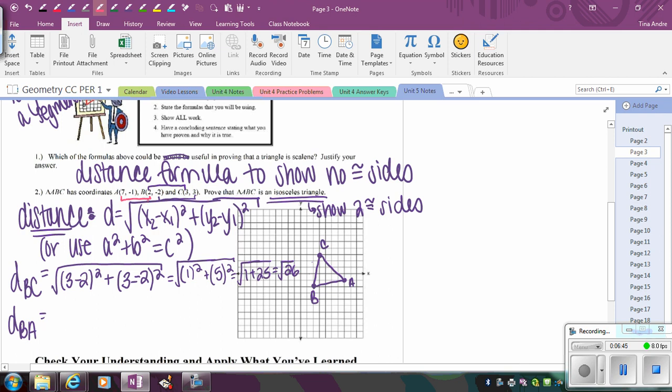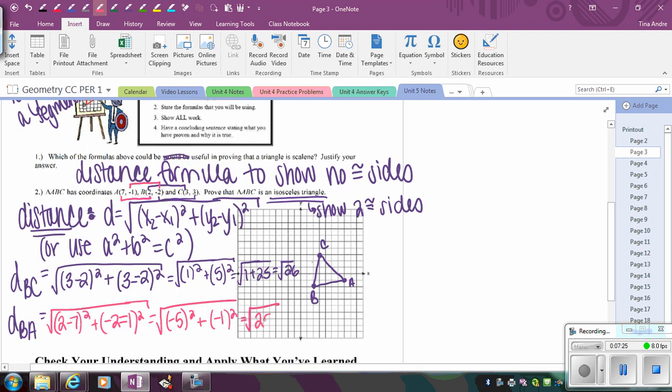So I have BA. So I have 2 minus 7 squared plus, and then I subtract my y values. So negative 2 minus negative 1. And again, you can switch the order of these. So I could do 7 minus 2 and then negative 1 minus negative 2. That's fine. So I have negative 5 squared plus, this is going to get added, so it's going to be a negative 1 squared. Make sure you have these numbers in parentheses, because when you square a negative, it's really a negative times a negative, so it turns positive. So make sure you're paying attention to that.